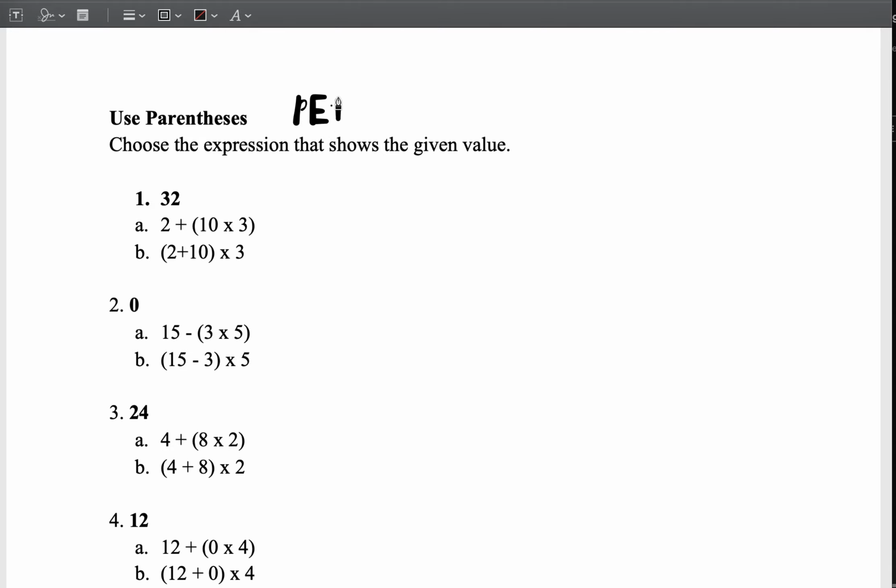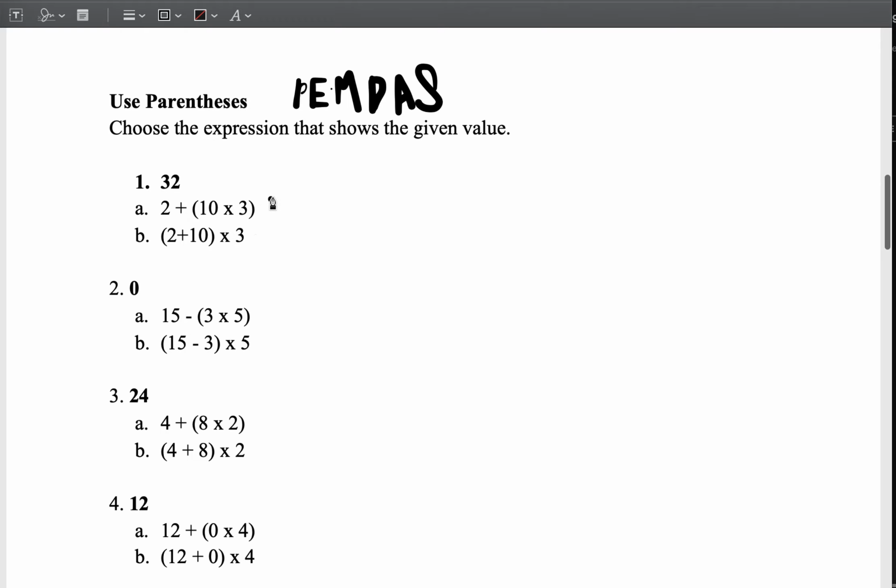multiplication, division, addition, and subtraction. Now we know that the parentheses always comes first. So in this case, it will be 2 plus 10 times 3, which is 30. So we all know that 2 plus 30 is 32. So for the first question, A would be the correct answer.